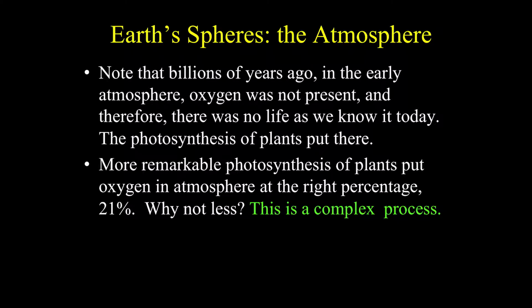Note that billions of years ago, in the early atmosphere, oxygen was not present, and therefore there was no life as we know it today. The photosynthesis of plants put the oxygen there. More remarkably, photosynthesis of plants put oxygen in the atmosphere at the right percentage, 21%. Why not less? This is a complex process.